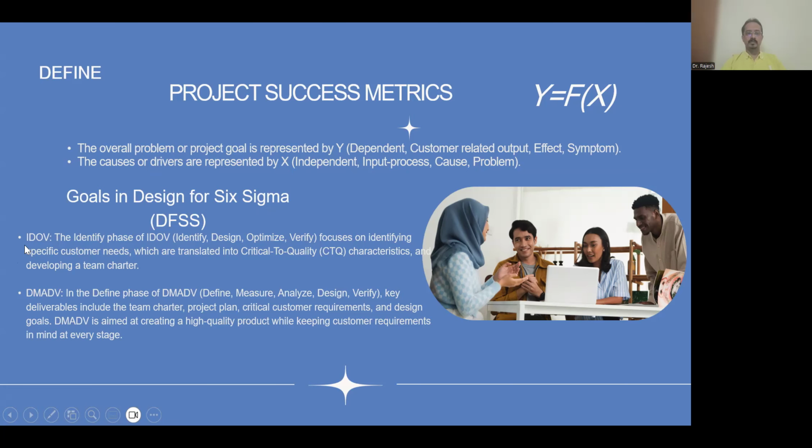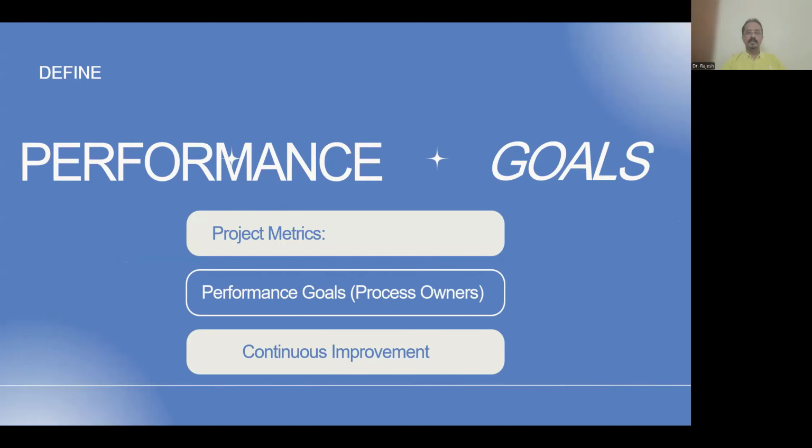And in that we have two items. One is IDOV and then another one is DMADV. This is for the new project mostly. Whenever we are trying to define it, we will come back. There's another option for your DMAIC methodologies. And the define we are going to get as a performance basis, right?